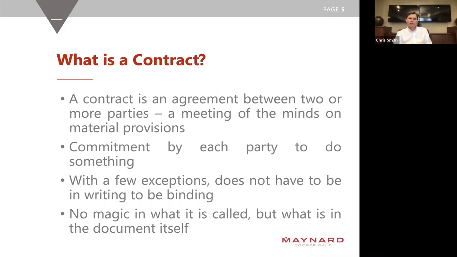But there's no magic to what they're called. What's important is what's in the actual document itself. And as we'll talk about in a few minutes, contracts come in all different shapes and sizes, and it doesn't really matter what the title of the agreement is at the top of the document. What matters is the actual binding contractual provisions that are contained within the document.